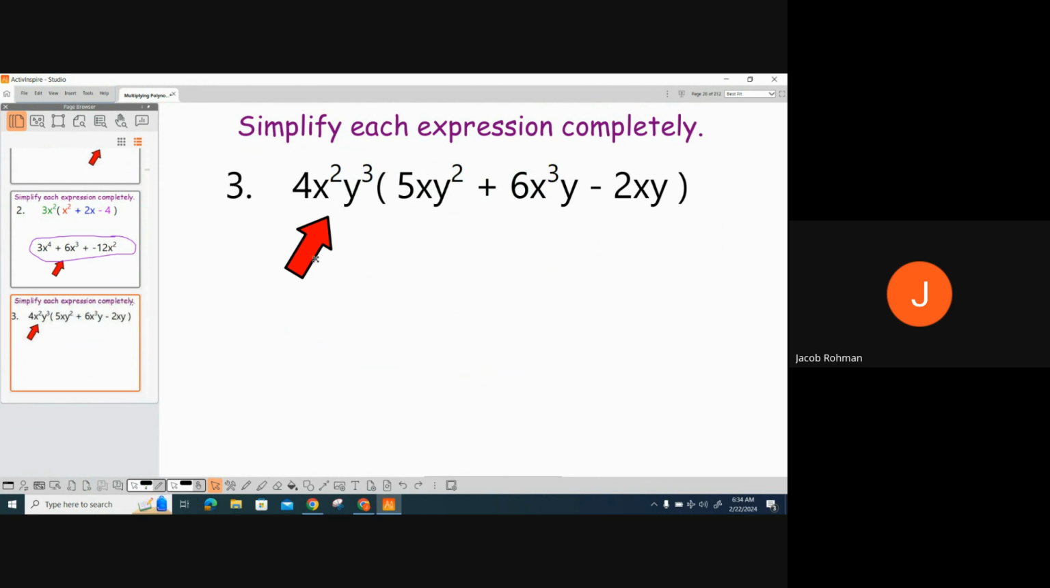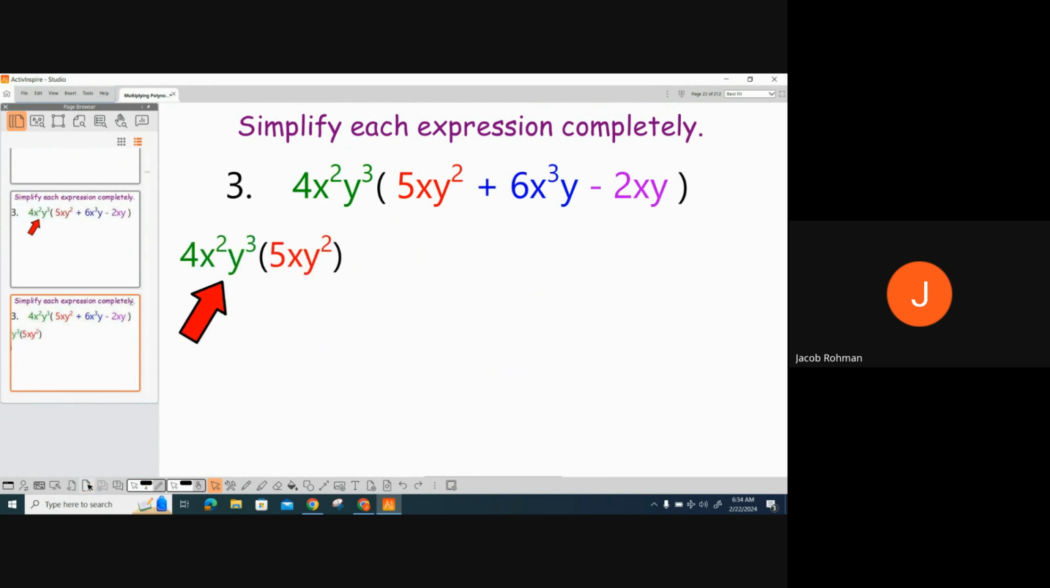Example 3, here we have another trinomial inside the parentheses, and then this monomial here. So let's see what the distributive property looks like. So the green term is going to be multiplied to the red, blue, and purple. So 4x squared y cubed times 5x y squared.